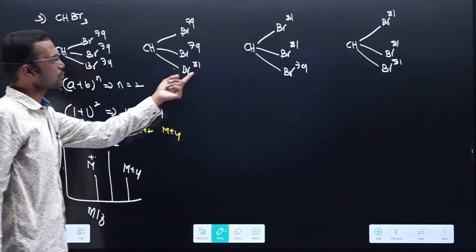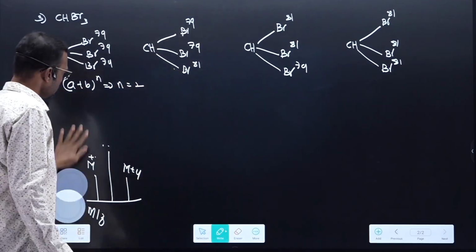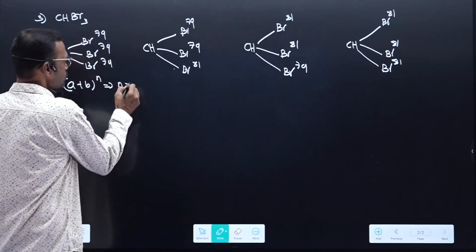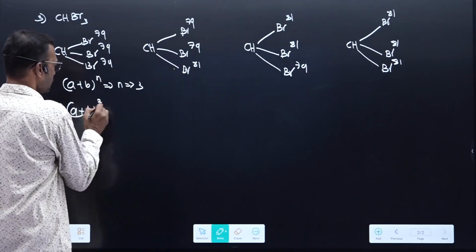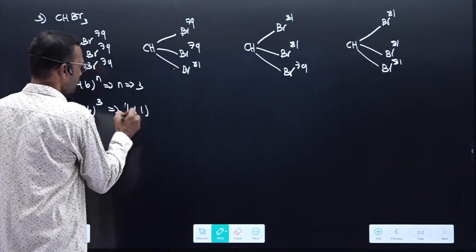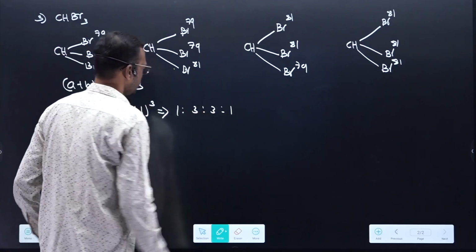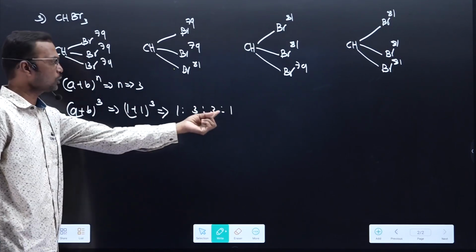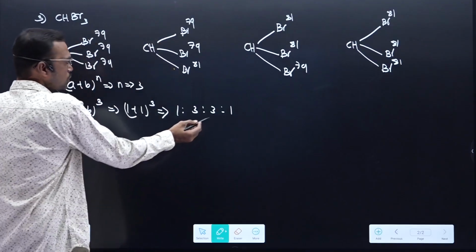Molecular ion, M plus 2, M plus 4, M plus 6. So apply the same formula, (a plus b) to the power n. Now n is equal to 3. Now the formula is (a plus b) to the power 3, meaning (1 plus 1) to the power 3. Now you will get 1 to 3 to 3 to 1: a cube plus 3a square b, 3b square a, and b cube. So finally, this is the molecular ion, M plus 2, M plus 4, M plus 6.